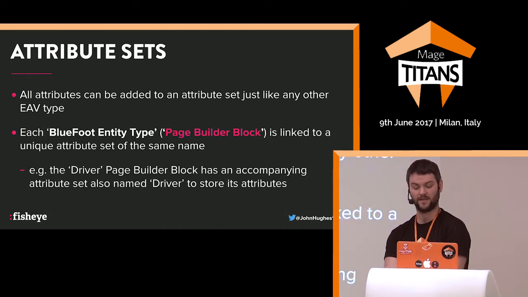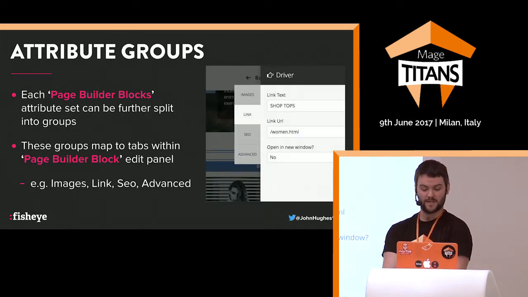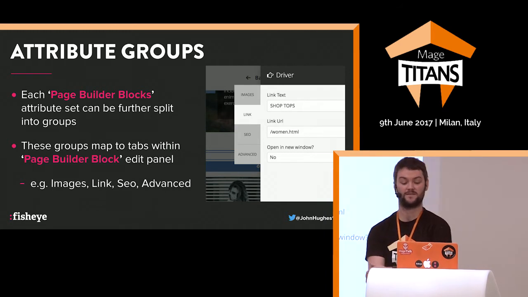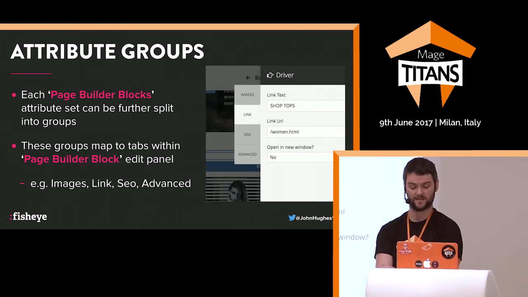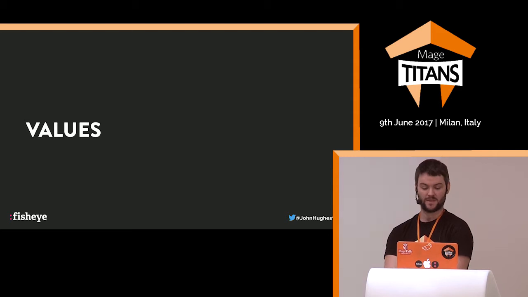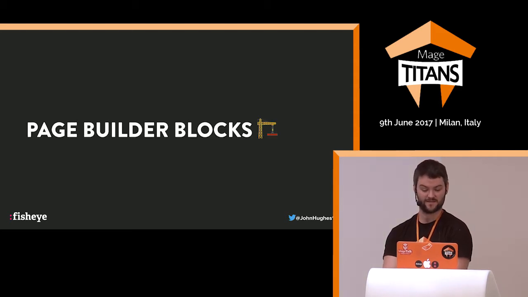Okay, attributes. Like other Magento EAV attributes, attributes can be assigned to attribute sets. So in BlueFoot, each page builder block also has its own unique accompanying attribute set. For example, the video block also has an attribute set of the same name within which it stores its attributes. And again, like other Magento EAV types, attributes can also be assigned to groups within their sets. In BlueFoot, this relates to the tabs in the edit panel that you can see there. I assume I don't really need to go into detail of what values are, so we'll move on to page builder blocks themselves.